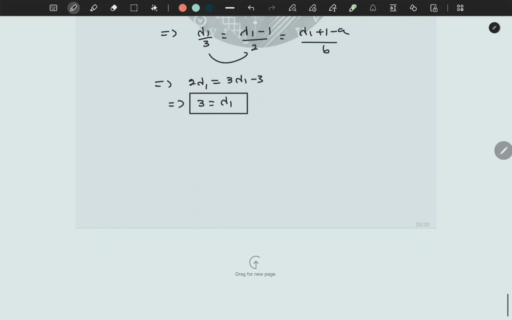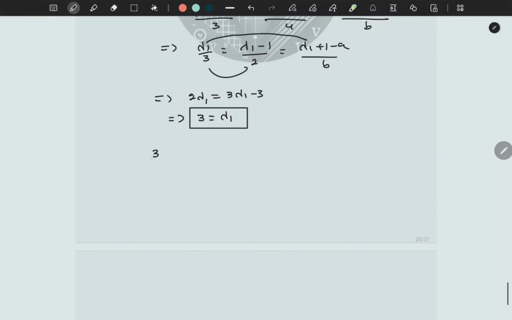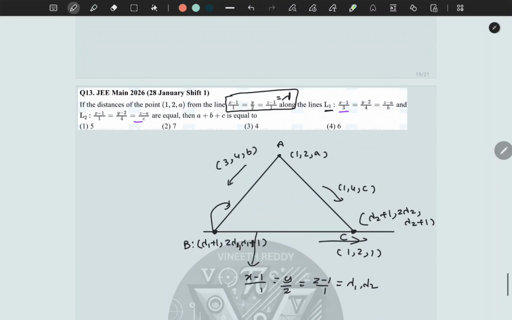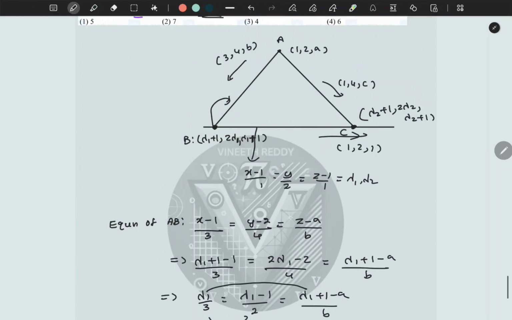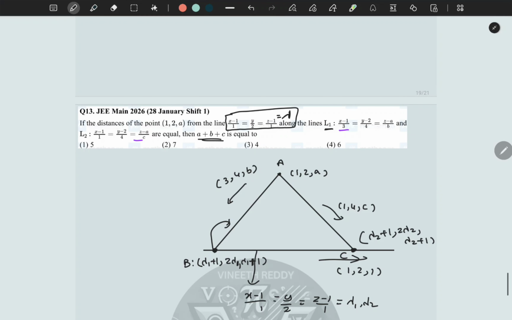So if we get the value of lambda 1 as 3, then we will try equating these two. So we will get 3 divided by 3 is equal to (3 plus 1 minus a) by b. So we get b is equal to 4 minus a, or we get a plus b is equal to 4. So if the question would have been what is the value of a plus b, then the answer would have been 4, but he's asking us to find the value of a plus b plus c. The answer can be less than 4 or more than 4 also, depending on the value of c.